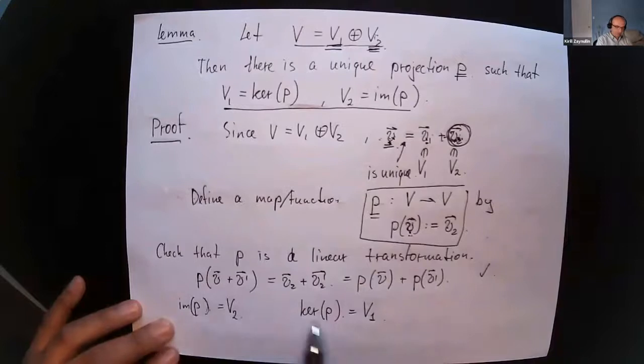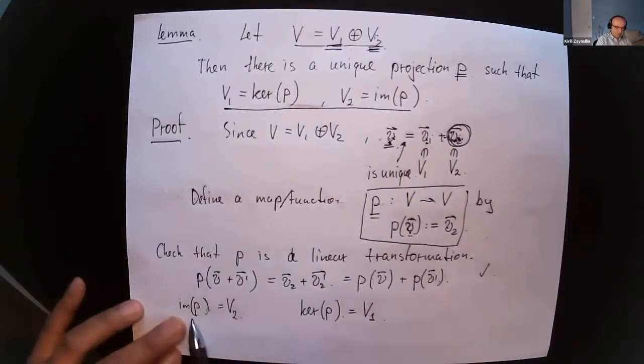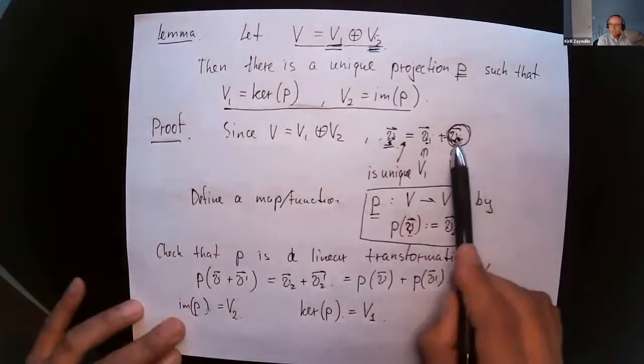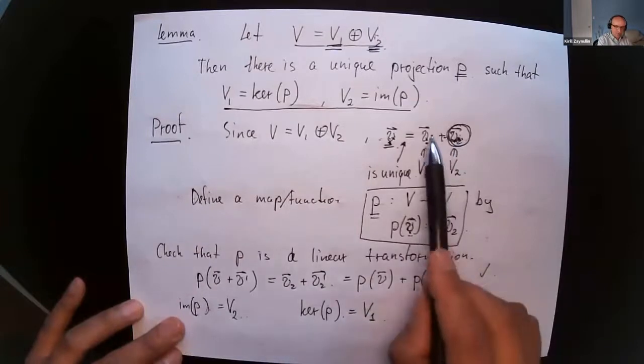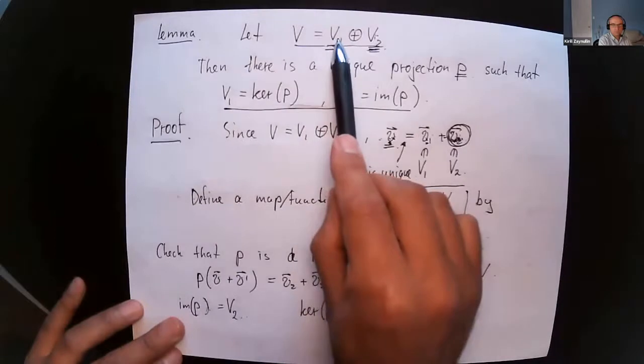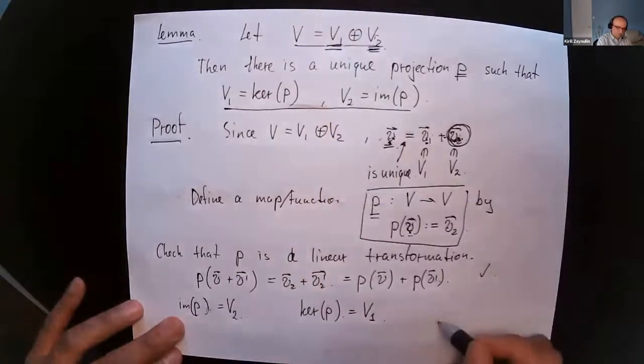So look, we have a linear transformation and the image is V2, the second component, second summand. And the kernel is precisely the first summand, the first component, which is V1. And this finishes the proof. So the proof is finished.